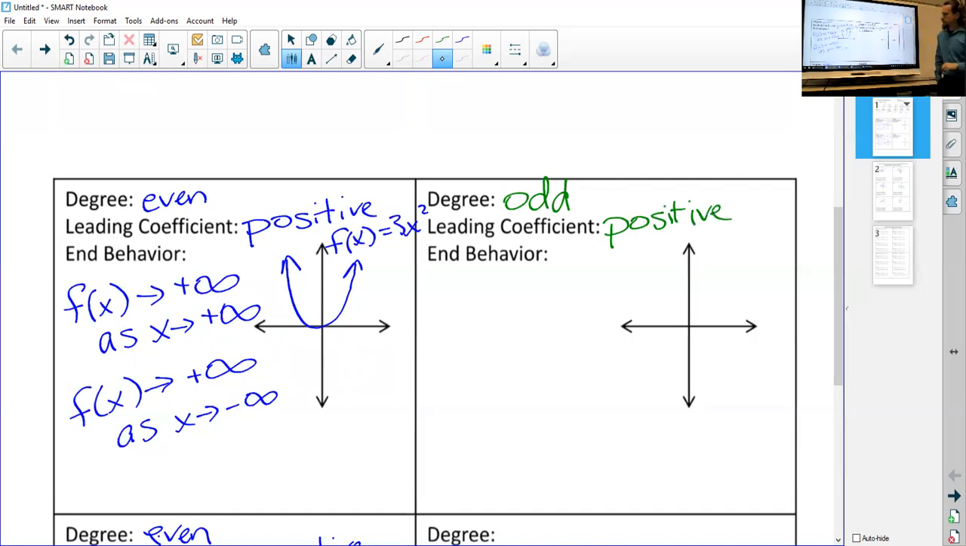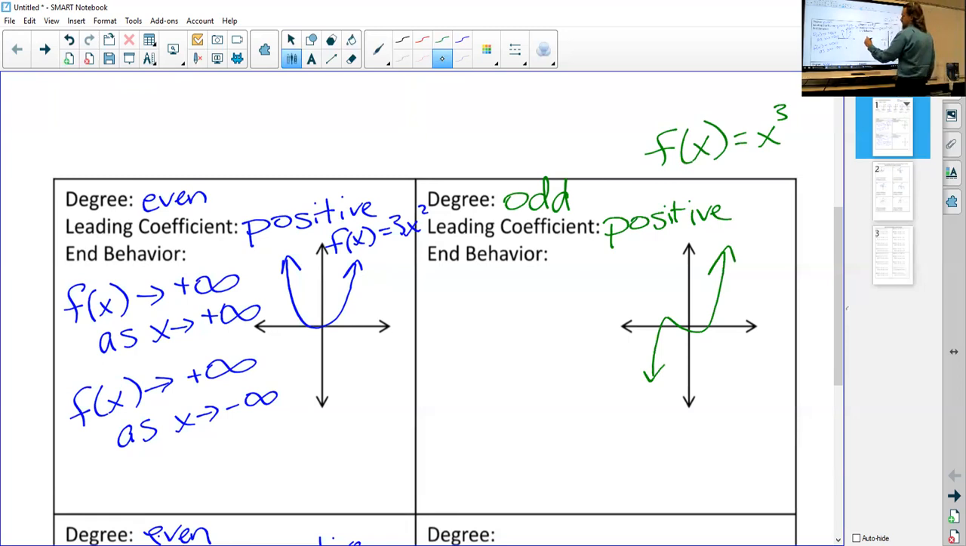All right, so an odd degree, positive leading coefficient. That would look like this here. If you don't believe me, you can graph it. This would be like f of x equals x to the third power. It won't look exactly like that, but it's got this general shape. And we can see here, now it's going in opposite directions depending on if I'm going to the left or I'm going to the right.